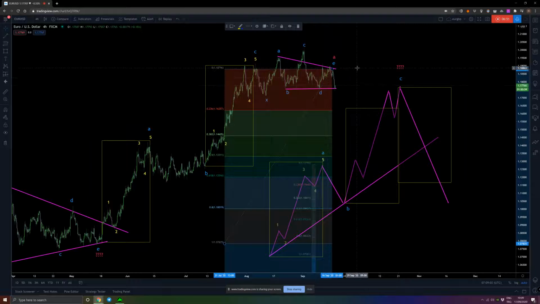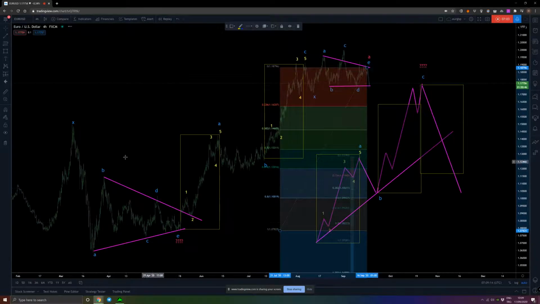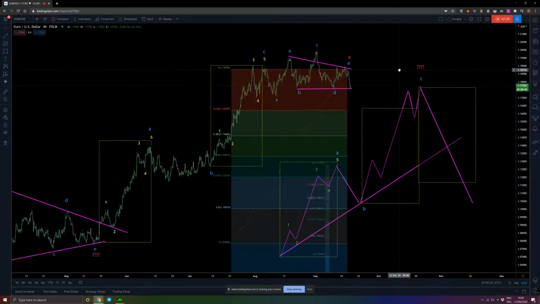Wave A, corrective wave, cannot be a zigzag. Understand? So if this is wave A, it can be either a flat or a triangle. Because we don't know this degree at which it ended here, we have to assume that it's either wave A of a triangle or wave A of a flat.